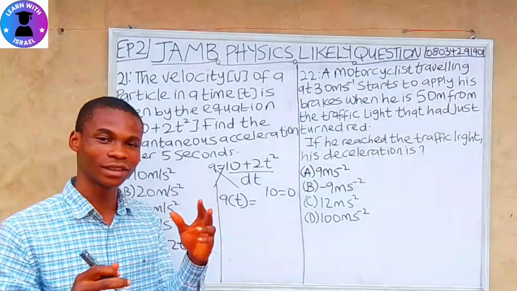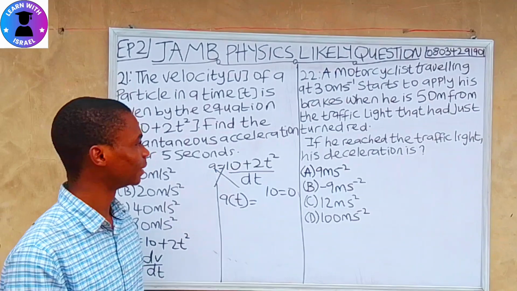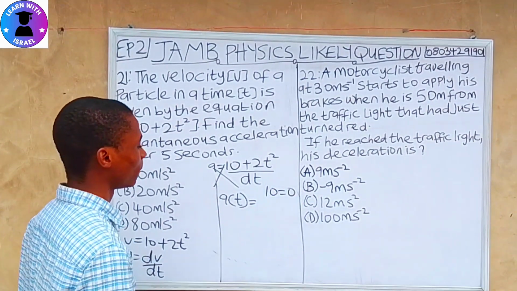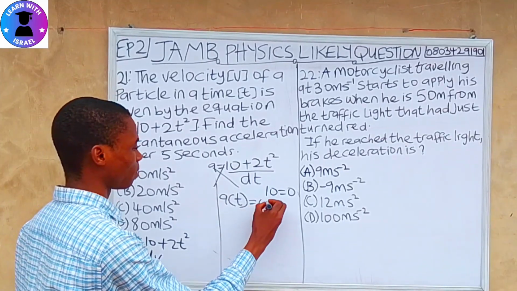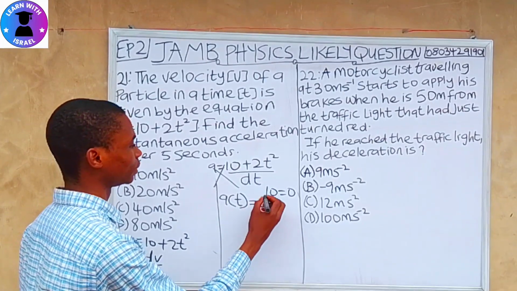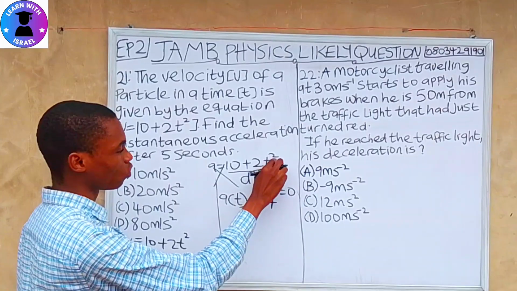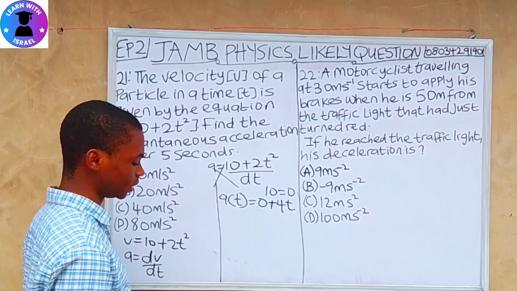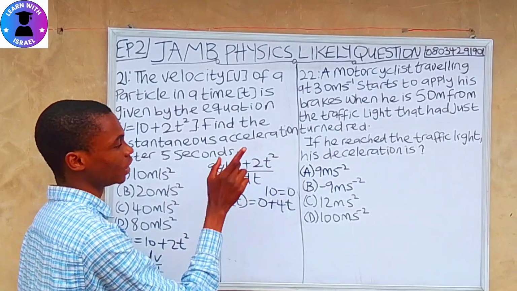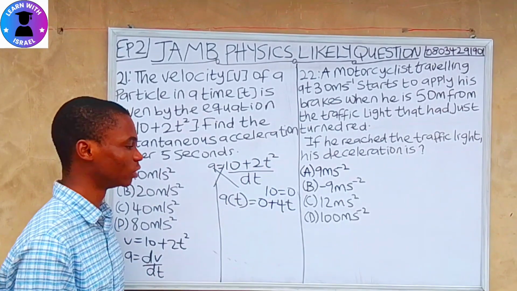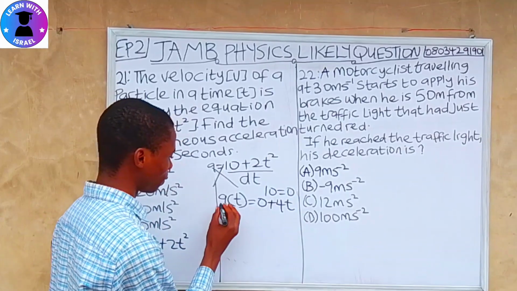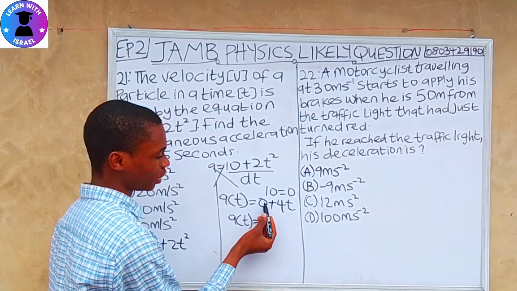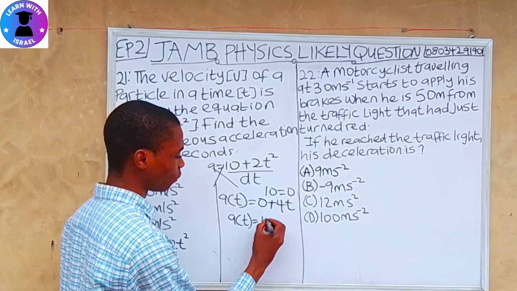10 is equal to 0 in derivation. Why is it equal to 0? Because 10 is constant in the question. So our 10 is 0 plus 2t squared. 2 square is 4. So we are now left with 4t. I hope you understand that now. 2 square is 4, multiplied by this t, it will give us 4t. So our a t equals 0 plus 4t, which is also 4t.